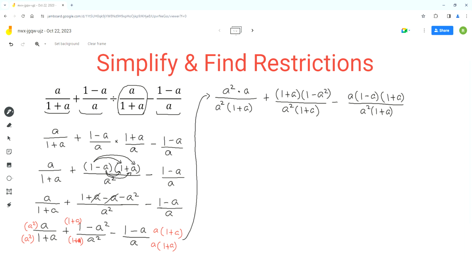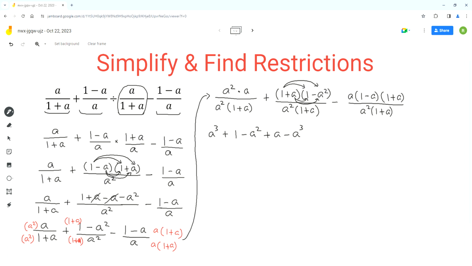Now we can see all fractions have the same denominator, so we can combine these three fractions into a single fraction. In the first fraction, the numerator is a squared times a, which is equal to a cube, and then plus. Now in the second fraction, we can distribute the terms using the FOIL method. So 1 times 1 is 1, and then 1 times negative a square is negative a square, and then a times 1 is a, and then plus a times negative a is negative a cube.